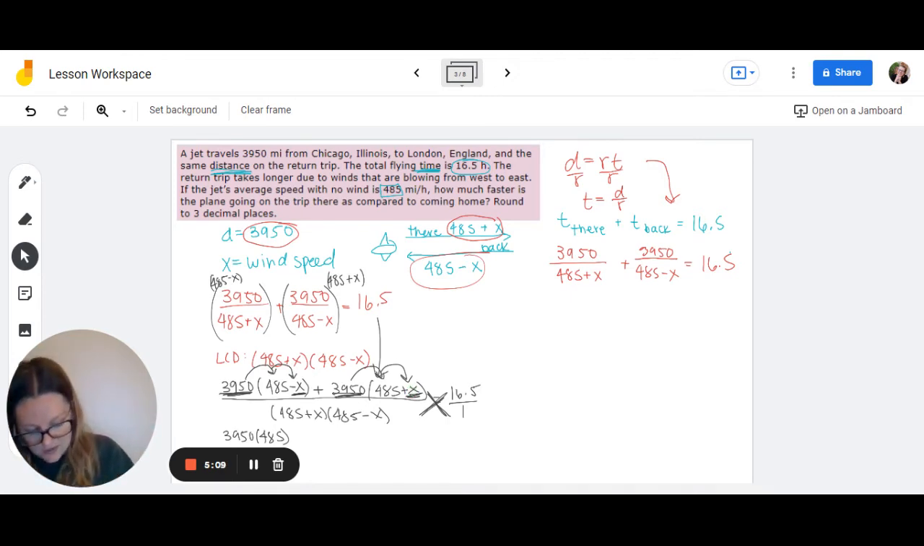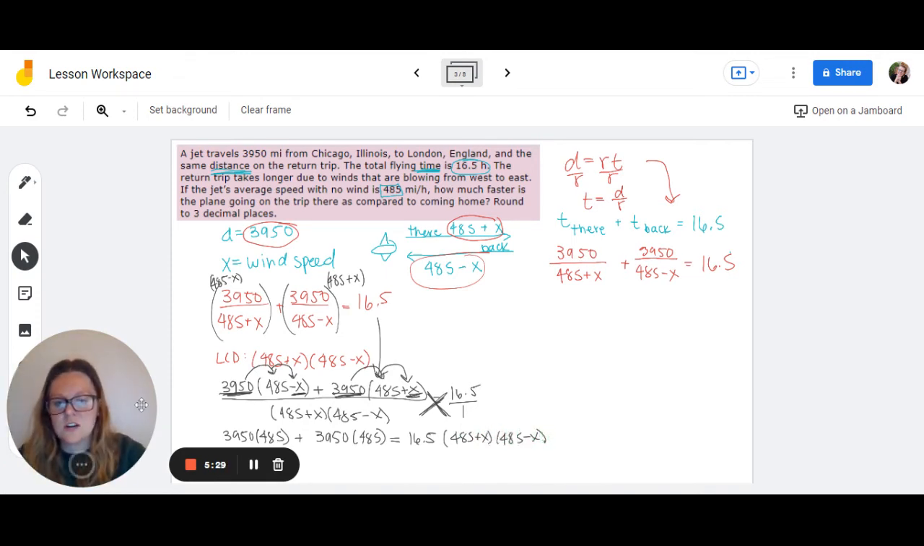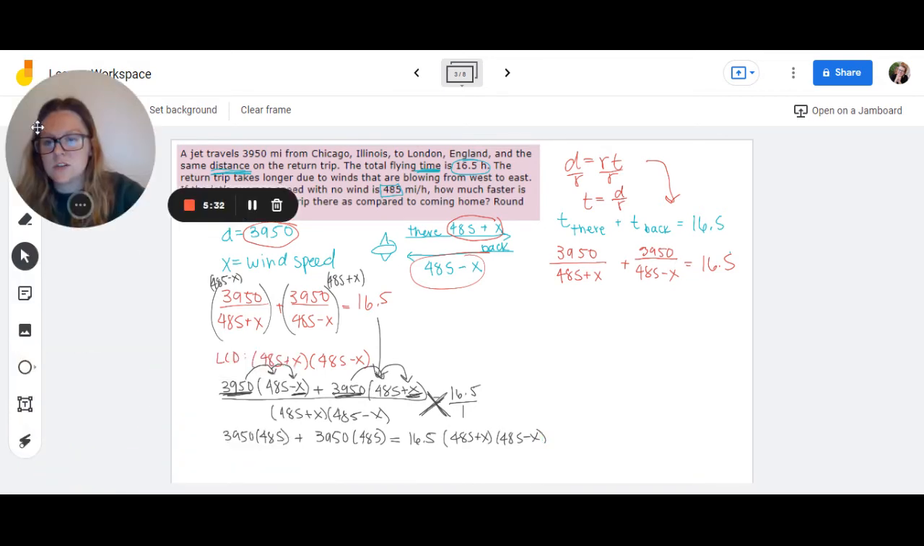So I'm just not going to write it. And then the next one I have is plus that 3950 times 485, and that is still equal to 16.5 times, and then we'll FOIL in the next step, 485 plus x times 485 minus x. Okay, so now I have a linear equation here, so that makes it a little bit easier. On the left side, I have two of the same thing, so I'm just going to say that's 2 times 3950 times 485.